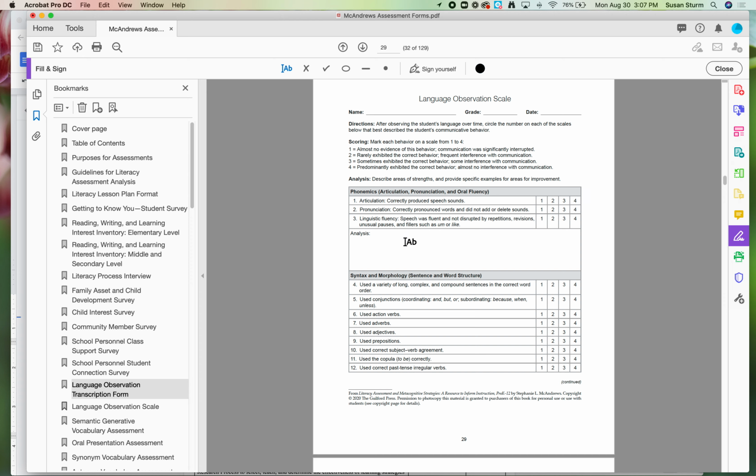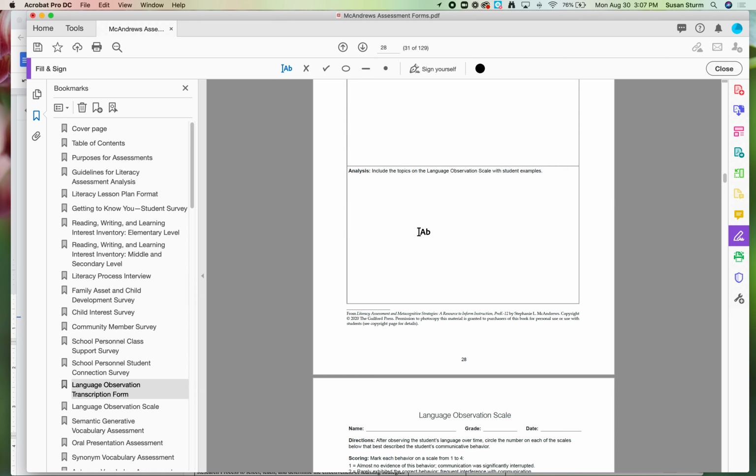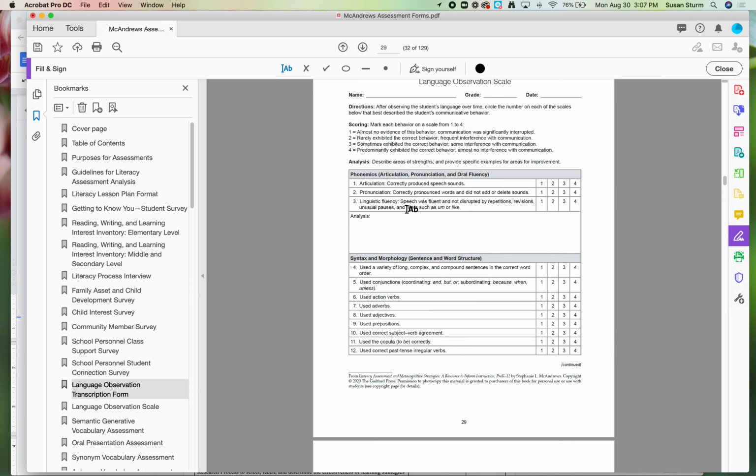In the analysis section, you are meant to describe any areas of strength and specific examples for areas in need of improvement, and then that would get kind of transferred over here onto this cover page, if you will. So we've got articulation, correctly produced speech sounds. We've got pronunciation, correctly pronounced words and did not add or delete sounds. We've got linguistic fluency. Speech was fluent and not disrupted by repetitions, revisions, unusual pauses, and fillers like um or like.